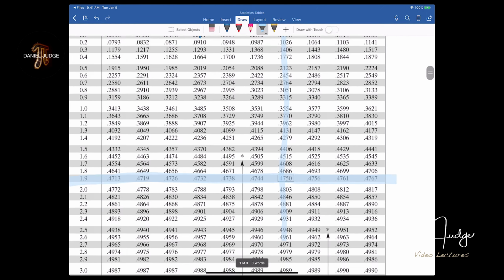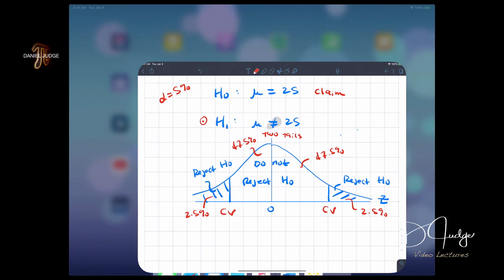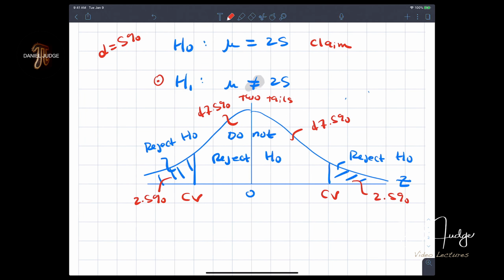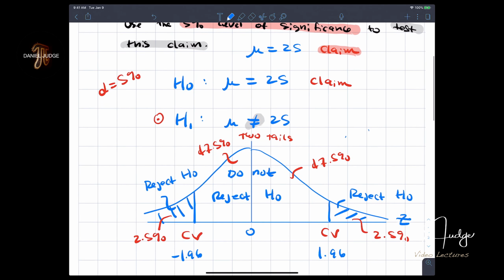Here's what you're going to use as critical values: 1.96 and minus 1.96. Those are your critical values. I'm going to change the color on you guys. This is the important information you need. This is called my decision rule, and now we're good to go to the next step.